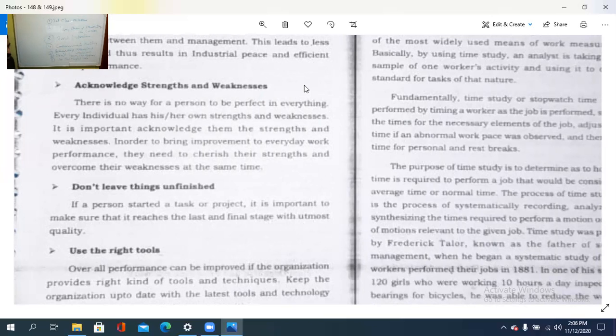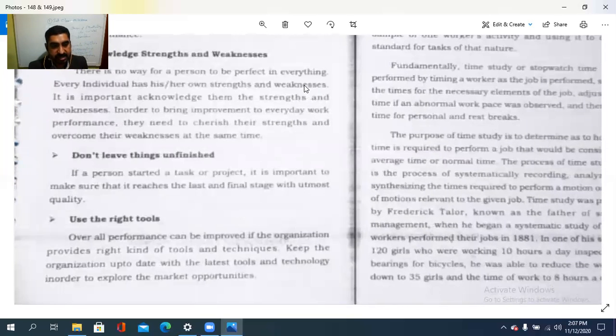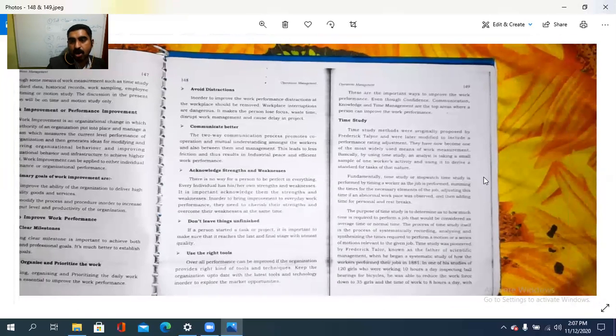Then and also don't leave the things unfinished. Don't leave anything incomplete. And also use the right tools for the production process. Overall performance can be improved if the organization provides the right kind of tools and the techniques. Keep the organization up to date with the latest tools and technology in order to explore the market opportunity.